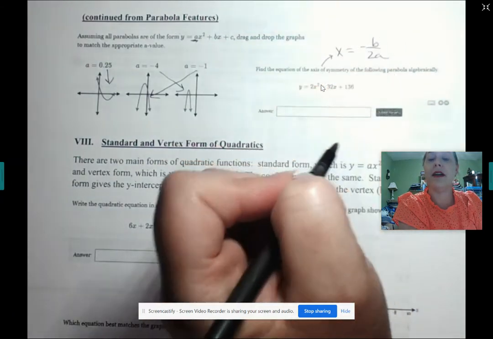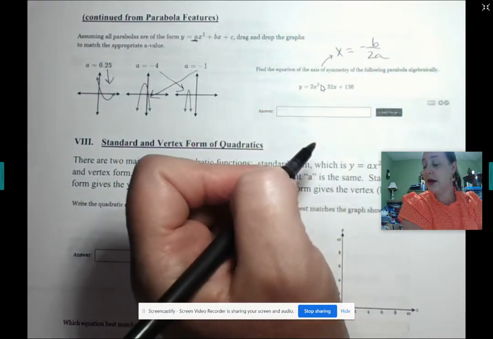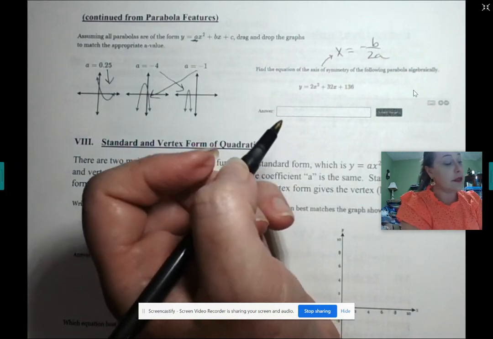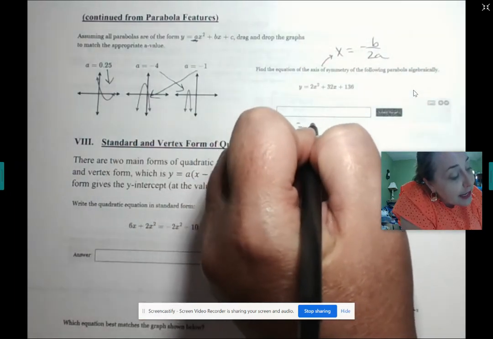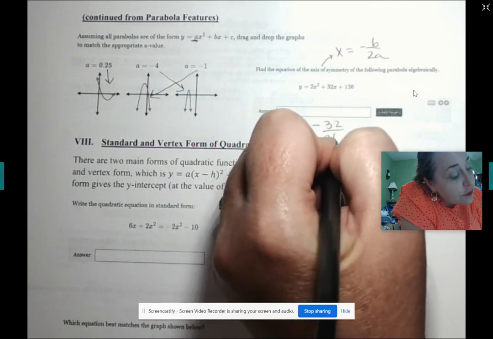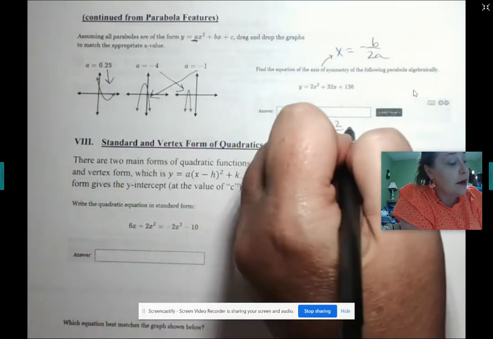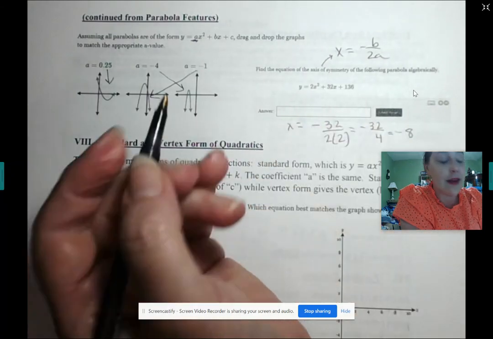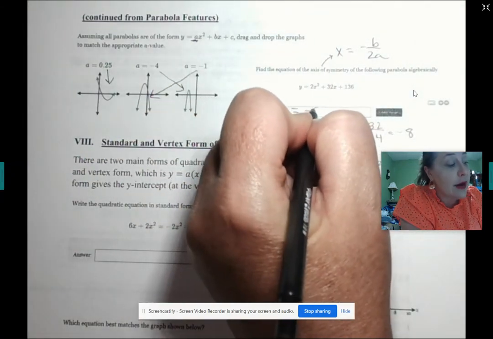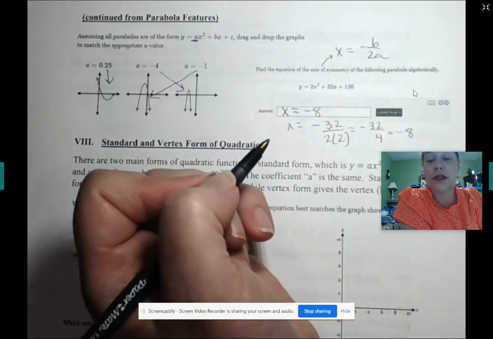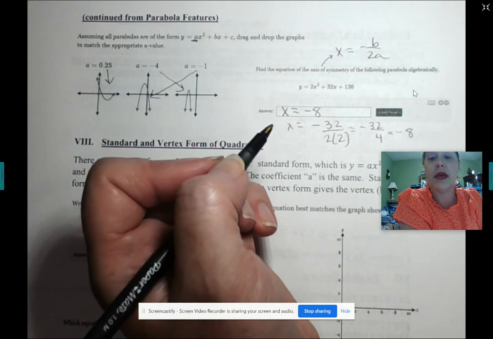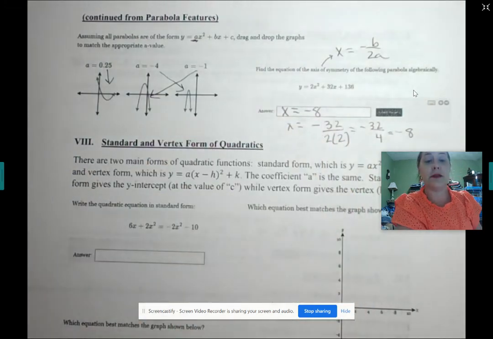Negative the b value, which is this middle linear term coefficient here, over 2 times a. So in this case, I have negative b over 2 times a. And when I use my math to calculate that, I get -8. So my equation, and this is an equation, so it needs an x equals, this is a vertical axis of symmetry. All quadratics have them. I should write my answer as an equation.